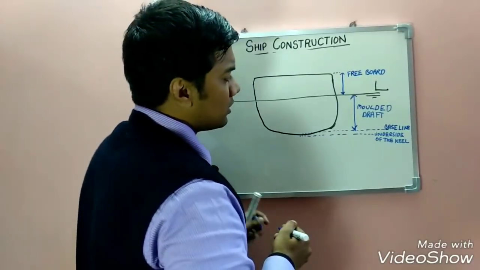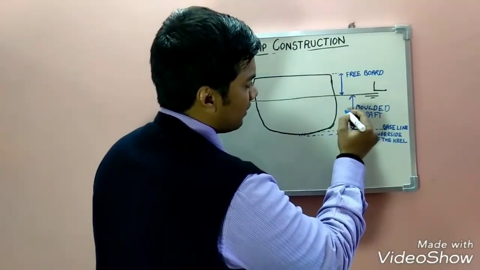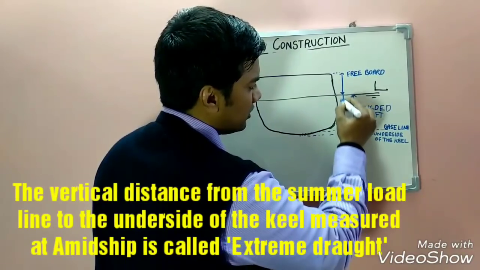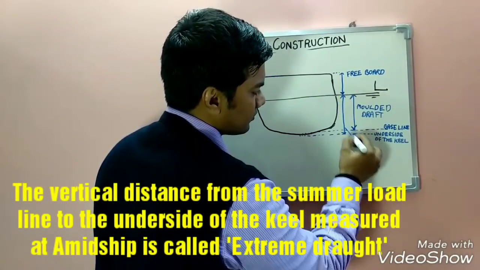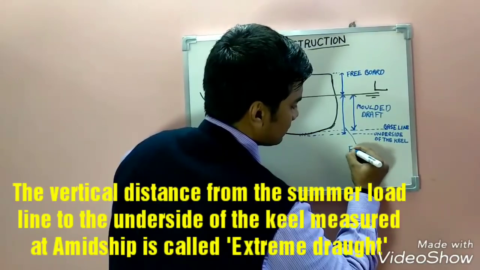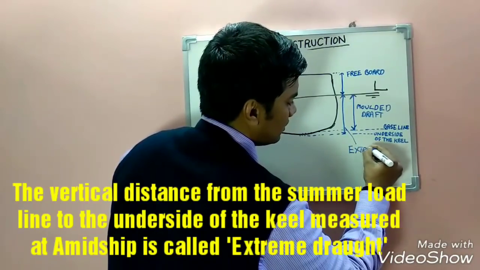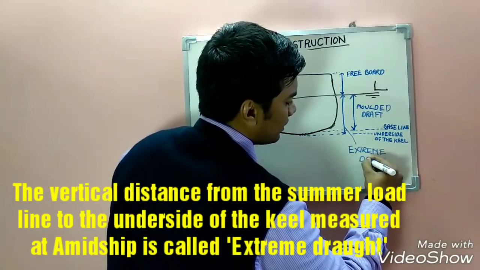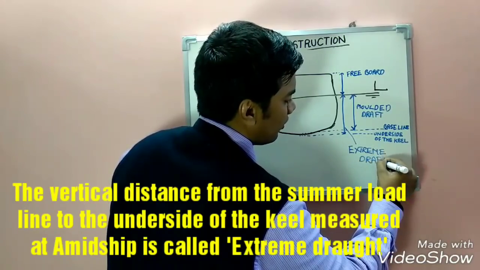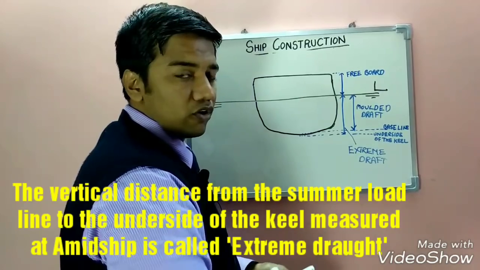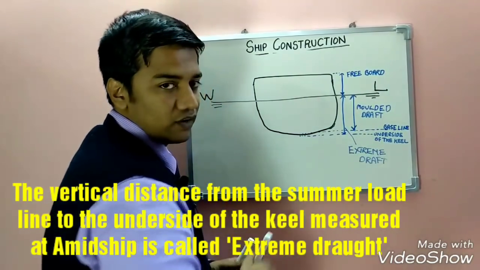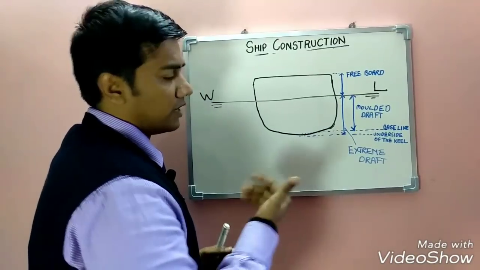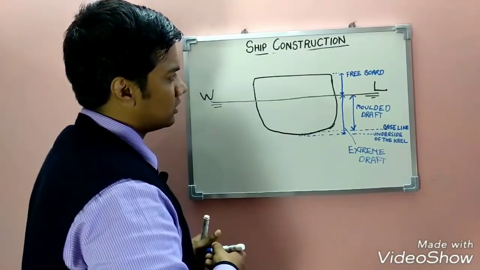Then comes your extreme draft. This draft is your extreme draft. So let's define extreme draft. Extreme draft is the draft which is measured from the waterline or your summer load line to the underside of the keel. Then comes your depth. What is the depth?